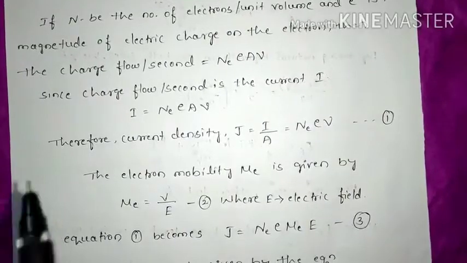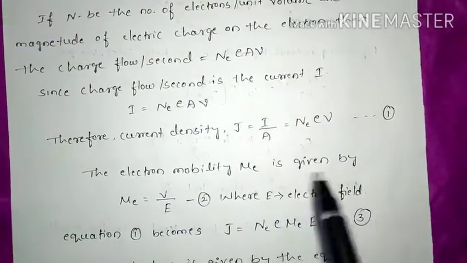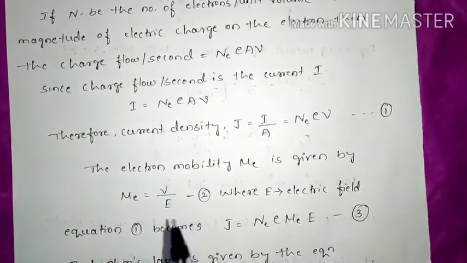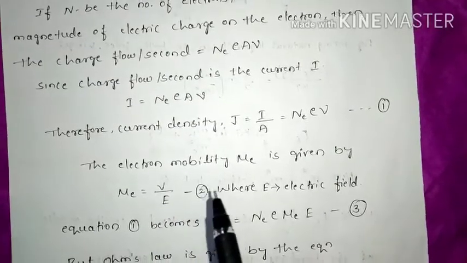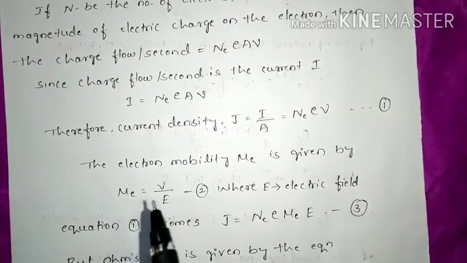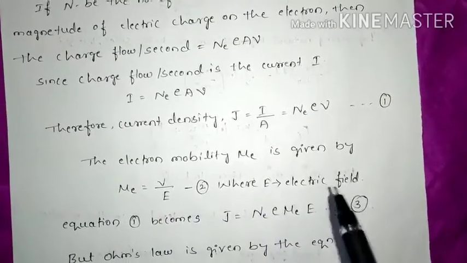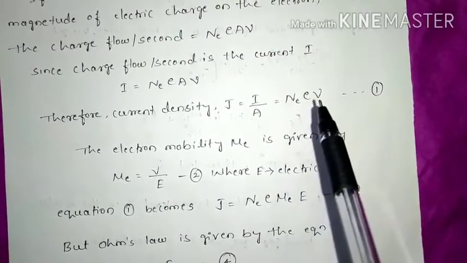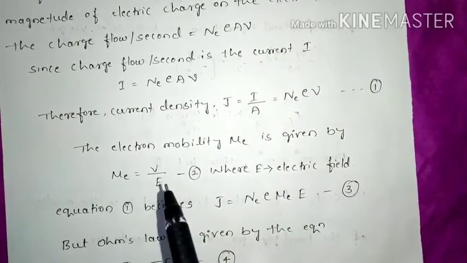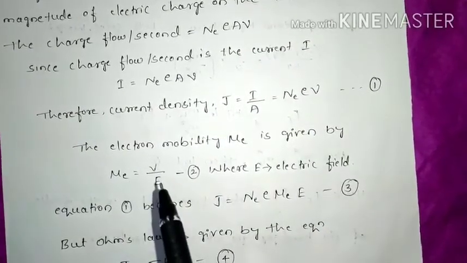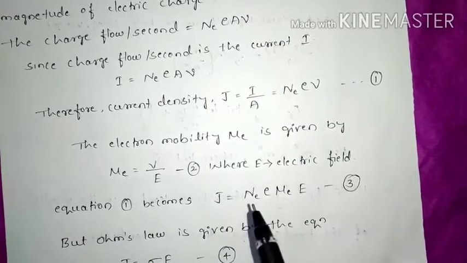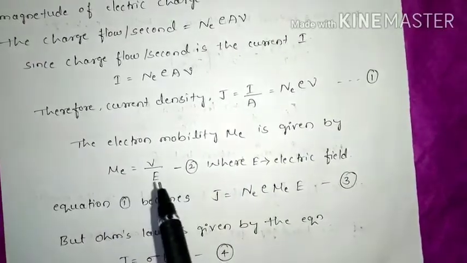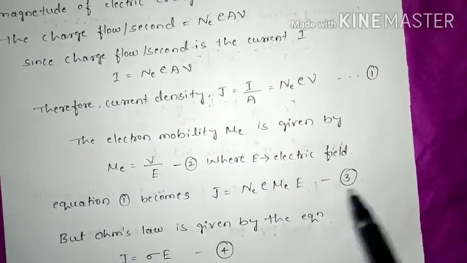Now the electron mobility mu e is given by mu e equals v divided by E, where E is the electric field. That is equation 2. In equation 1 we substitute v equals mu e into E. So it becomes J equals n e into e into mu e into E. In place of v we have substituted mu e E, and made it equation number 3.